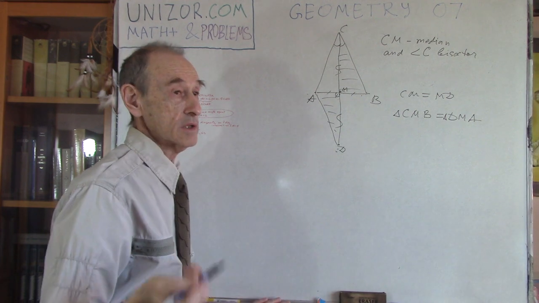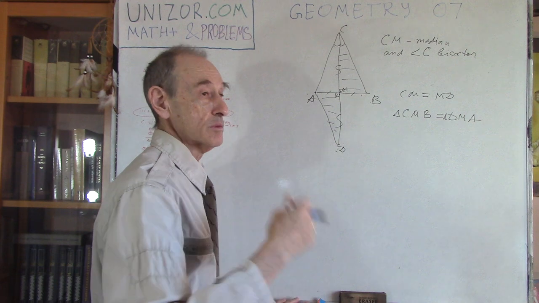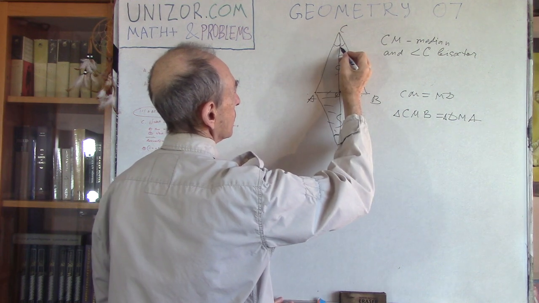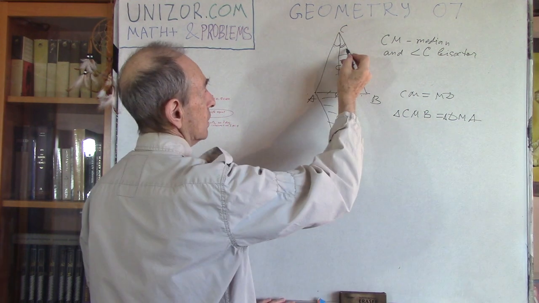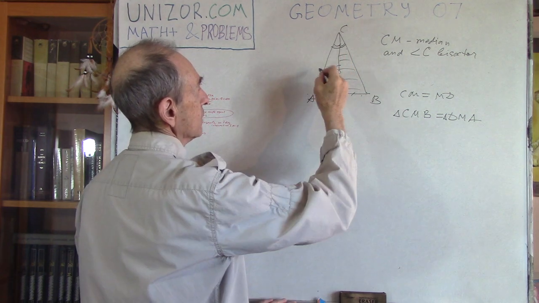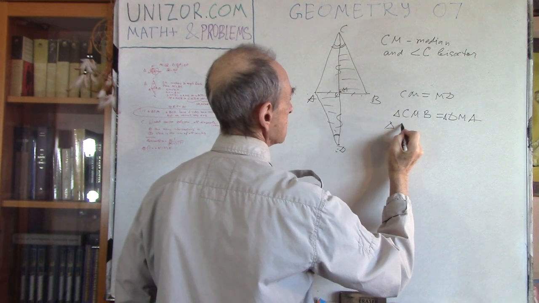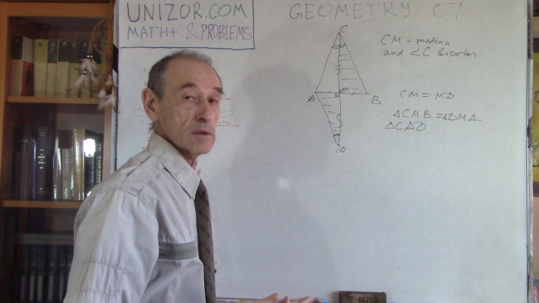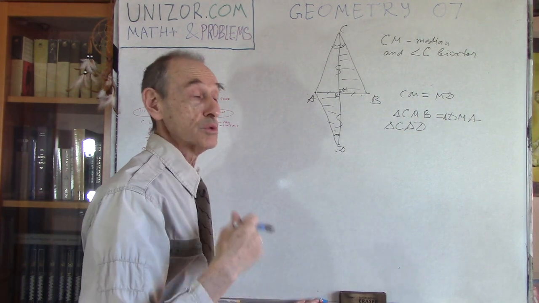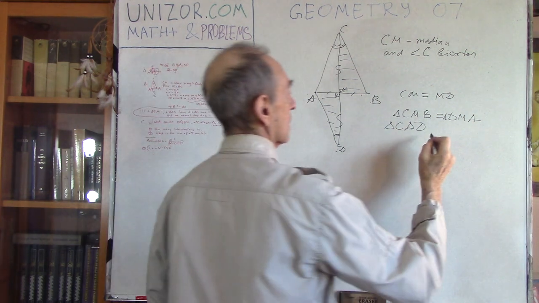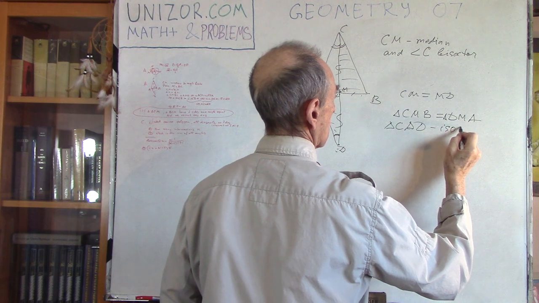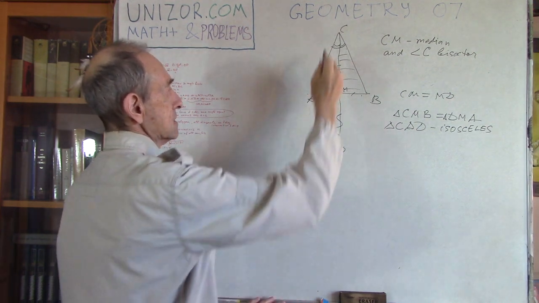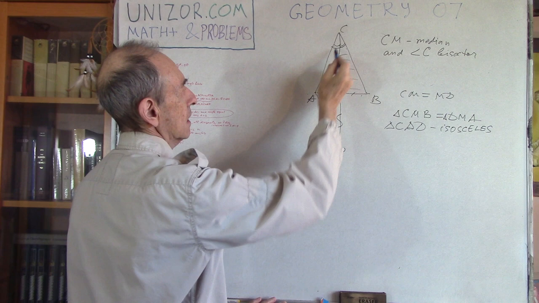Well, we have from equal triangles, opposite to equal sides, there are equal angles, right? So this angle should be equal to this one. But this one is equal to this because it's an angle bisector. So we have triangle CAD with two equal angles. And in the triangle, opposite to two equal angles, there are equal sides. So triangle CAD is isosceles because these angles are the same.